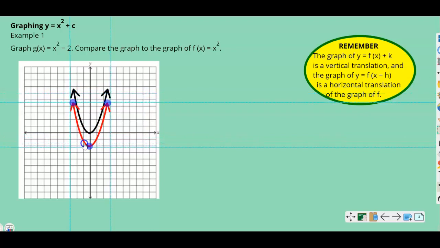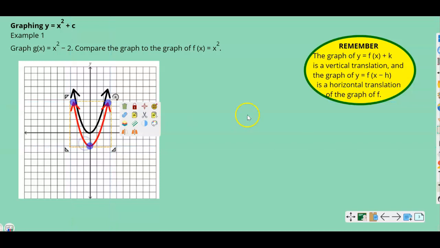So you see I just took the entire graph, same shape, same size, same everything, but now the vertex is at -2 instead of 0. All right, so to graph x squared minus 2, you're going to take the parent function and shift the whole thing down 2. It's that simple. This goes to show you that it is important to know what the parent function looks like, because if you know what the parent function looks like, then it's very easy to get to the new graph. You don't have to have a table of values.